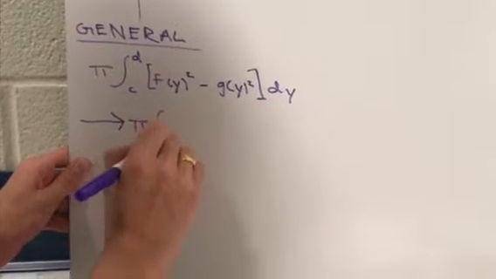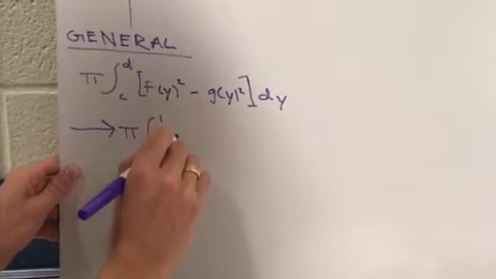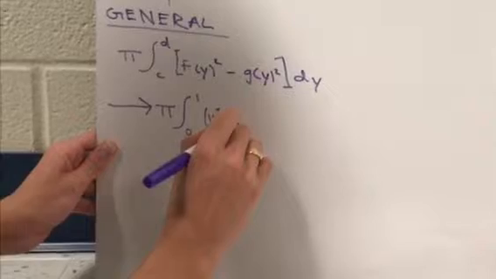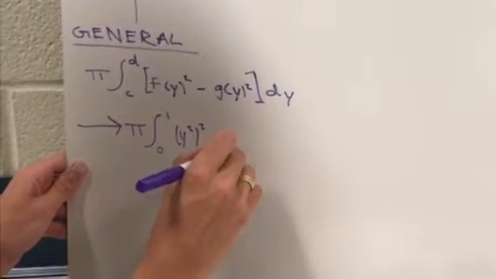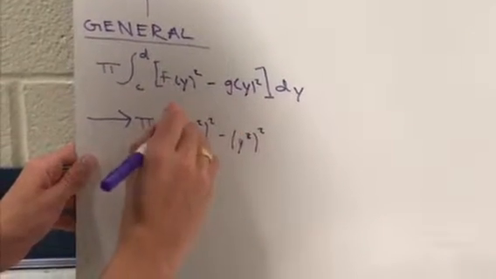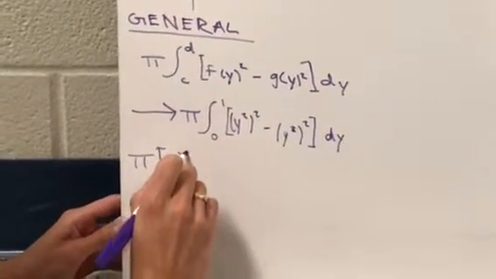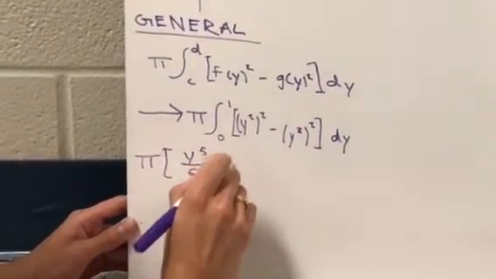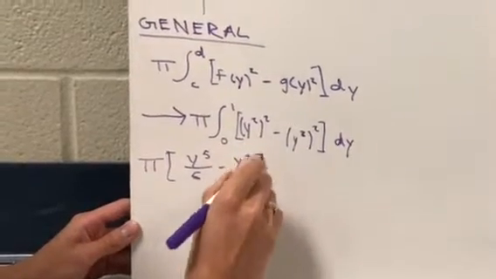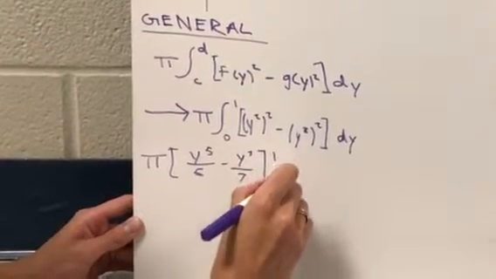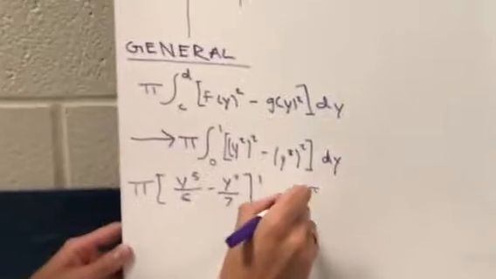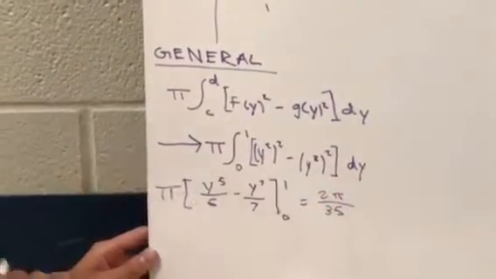Then we substituted our example into this formula, pi times integral from 0 to 1, because these are the lowest and highest y values of intersection, of R out squared minus R in squared, which was previously identified, dy. Using the rules of integration, the final answer is 2 pi over 35.